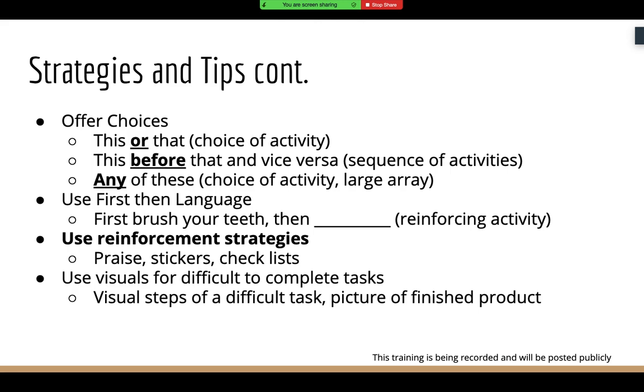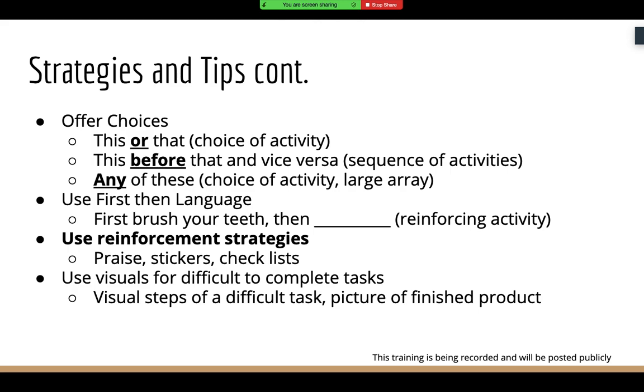You could offer choices in a this before that, and then offer the opposite sort of way. So, the sequence of activities, like, do you want to brush your teeth first, or do you want to take a bath first? Or do you want to take a bath, then brush your teeth, then read books? It doesn't really matter how you do it, but you can offer some different sequences so they feel that they have a little bit of control over when those activities happen. And some kids will choose to leave the thing they want to do the least for last. And if you find that the child is consistently doing that, you may want to stack some reinforcement after that as well.